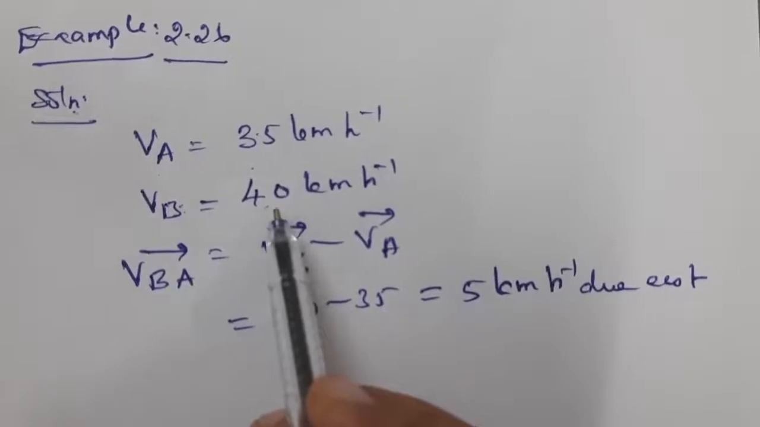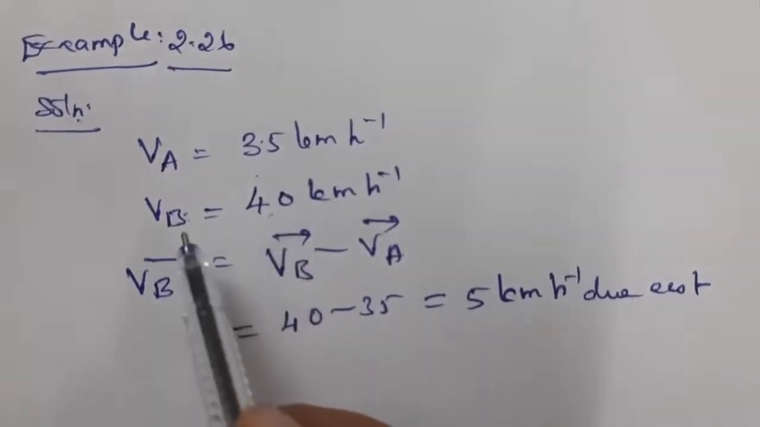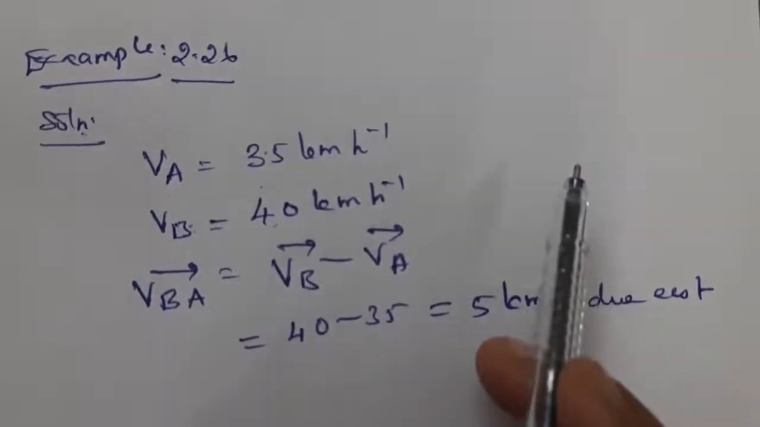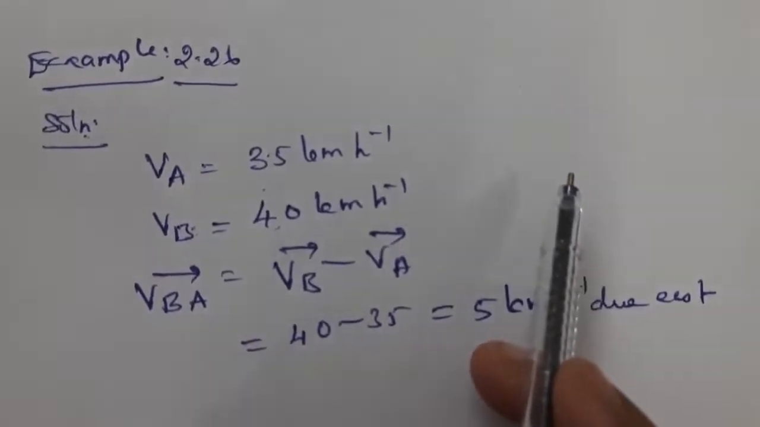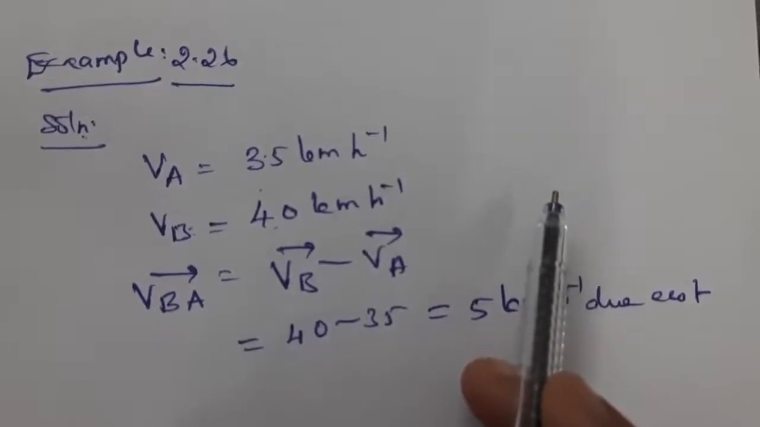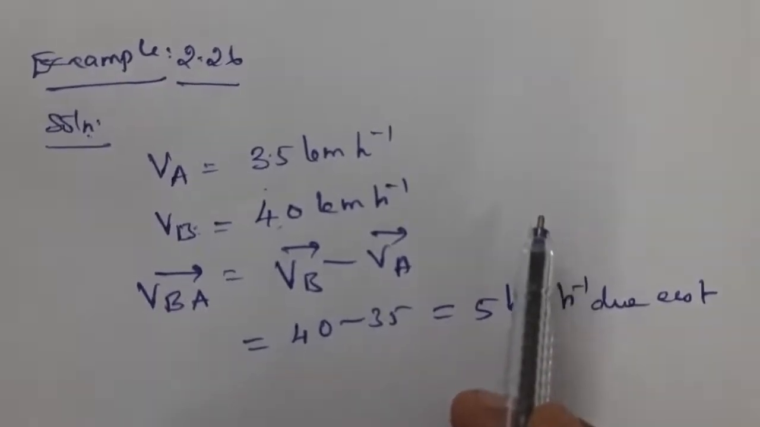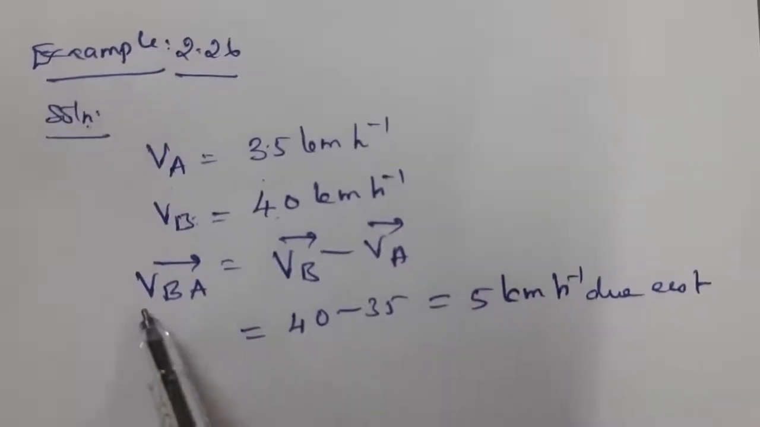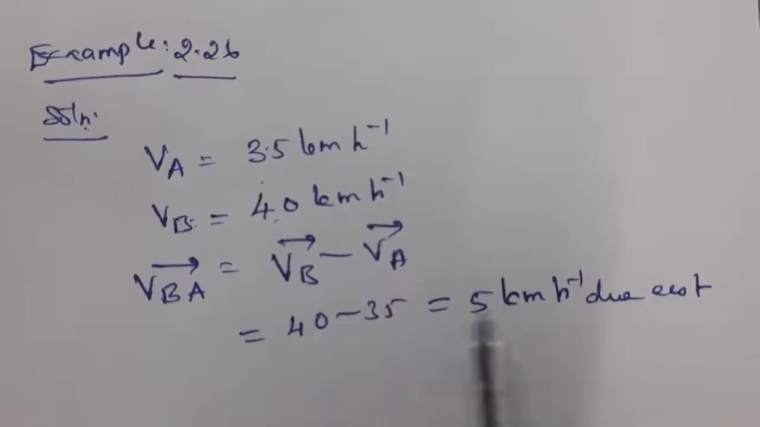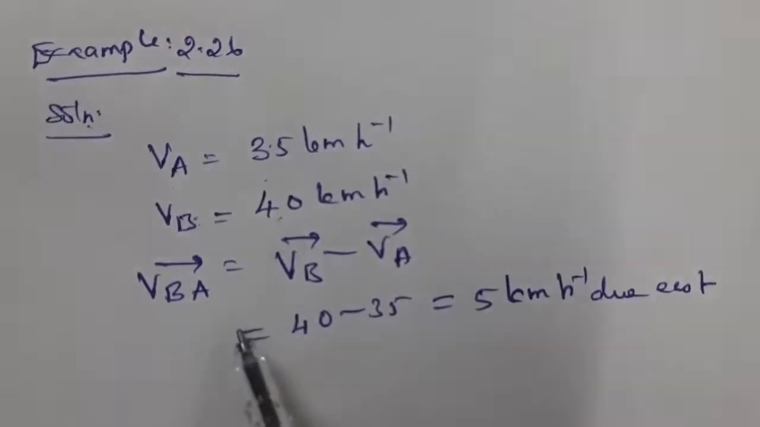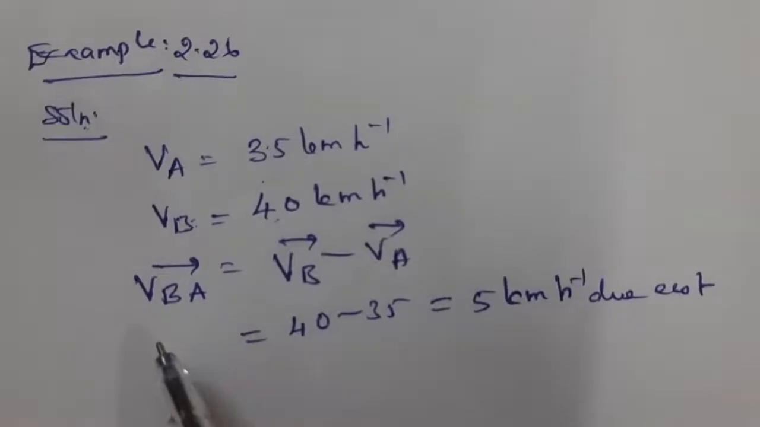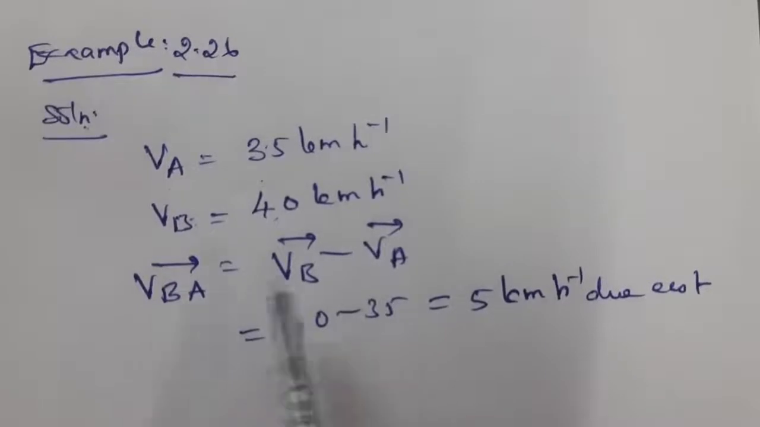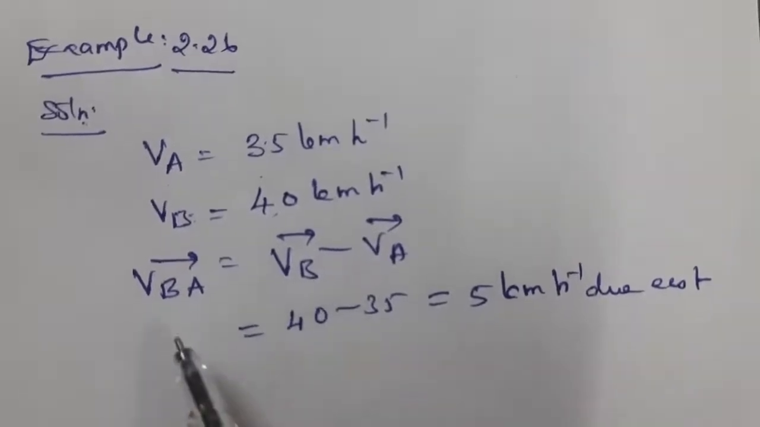So to a passenger in the car A, the car B will appear to be moving in the east with a velocity of 5 km per hour. To a passenger in car B, the car A will appear to move westwards with a velocity of 5 km per hour. Because VBA is plus 5, VAB is minus 5. So in the first case, the car appears to move in the east direction. In the next case, the car appears to move in the west direction.